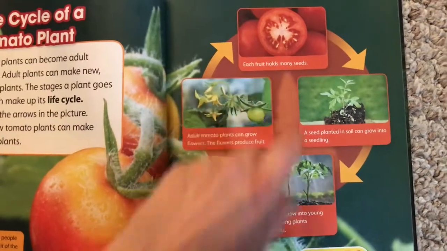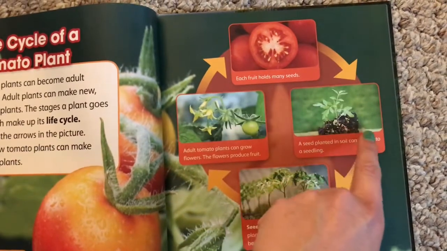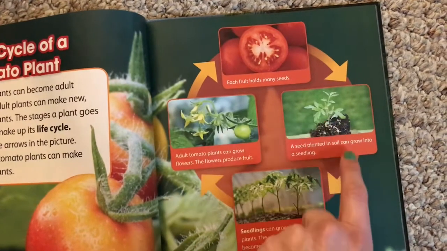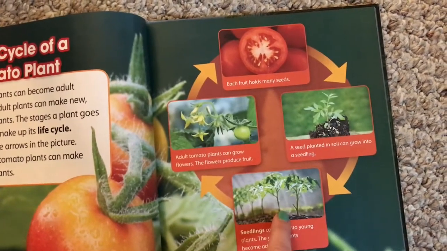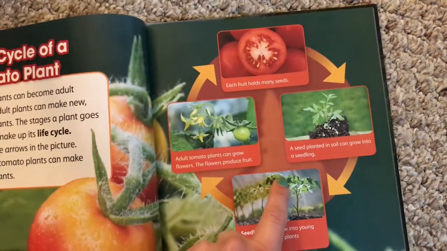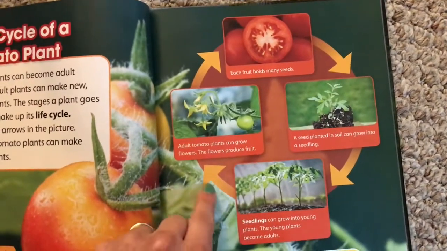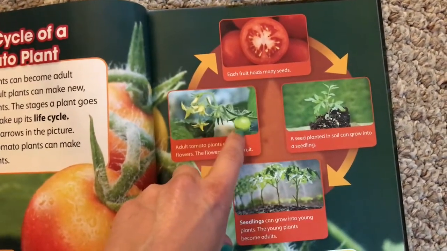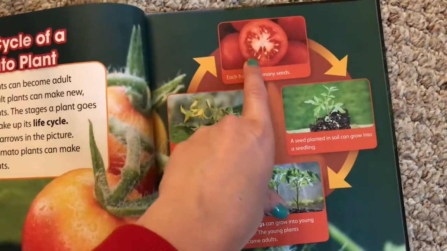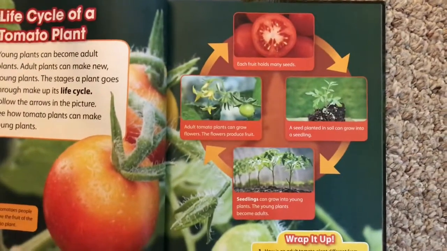So again, this is the life cycle of a tomato. We go from seeds to after it's planted, it grows into a seedling with just the leaves. And then the seedling grows into a young plant. Okay, see there it still has the leaves. It's a little bit bigger than the first picture. Then it grows into an adult plant where we can have the fruit and the flowers. Okay, and then we get to the seeds again, which are inside the fruit. So again, this is the life cycle of a plant.